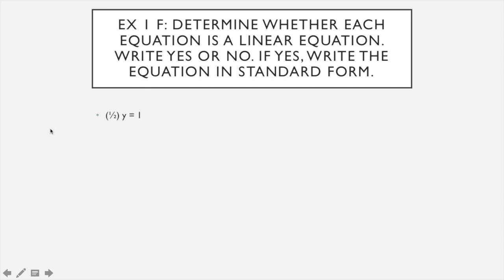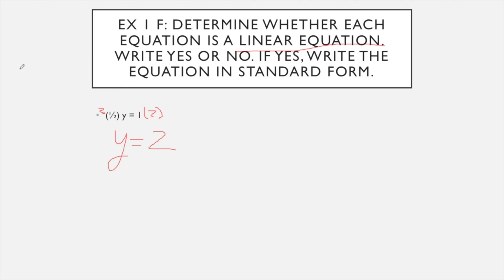So 1F, quickly we can look at this and determine, is 1/2 times y equal to 1? We want only 1y, not 1/2 y. So if I multiply both sides by 2, let's see what happens. 2 times 1/2 gives me 1. That's just 1y. So I'll write y. That's equal to 2 times 1, which we know is 2. So we've got y by itself. y equals 2. Is this a linear equation?